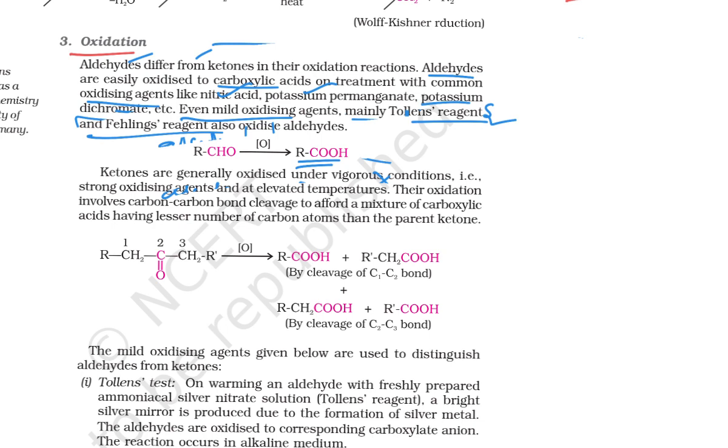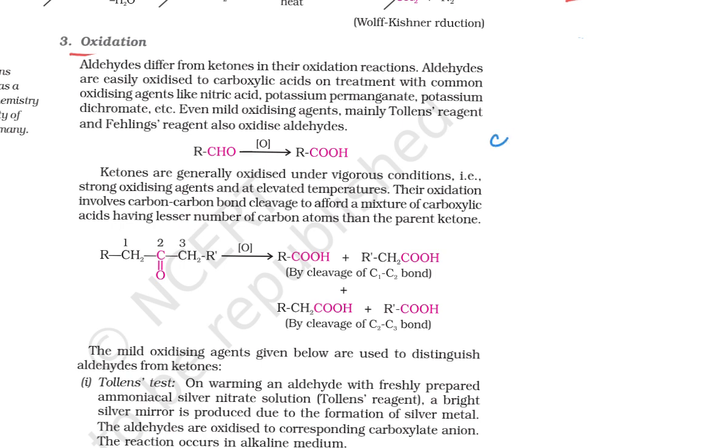Ketone is generally oxidized under vigorous conditions: a strong oxidizing agent and elevated temperature. This is very, very important. Their oxidation involves carbon-carbon bond cleavage, as I already told you, so the acid has fewer carbon atoms than the ketone. I will explain this carbon cleavage in the ketone. I will give you one example and explain using that.